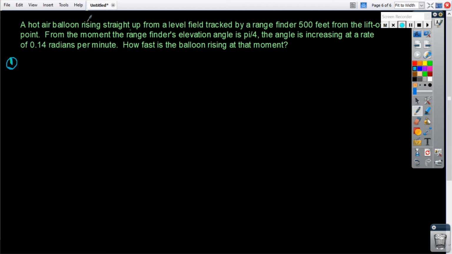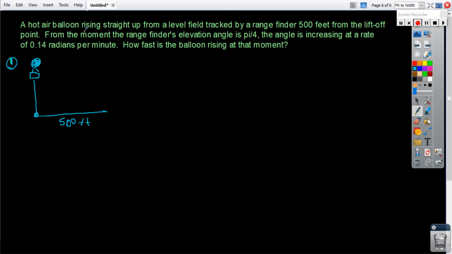A hot air balloon is rising straight up from a level playing field. So here's my balloon. Got a little basket on it. Okay, it's rising straight up, yes, from a level playing field. And it says that it's tracked by a rangefinder that's 500 feet from the liftoff point. So somewhere on this ground, right about here, sits my rangefinder, and it is 500 feet from where I lifted off. Okay, 500 feet.